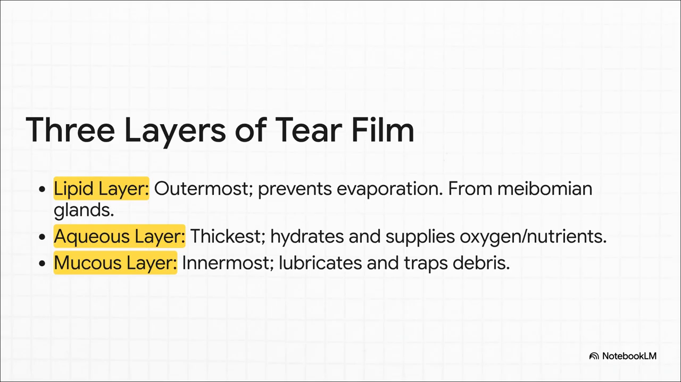Think about it. You've got the oily lipid layer on the very outside, which stops the tears from evaporating too quickly. Then you've got the big, watery aqueous layer in the middle, doing all the hydrating work. And right up against the eyeball is the mucus layer, which basically makes the whole thing stick. A problem in any one of these layers, and boom, you've got dry eye.